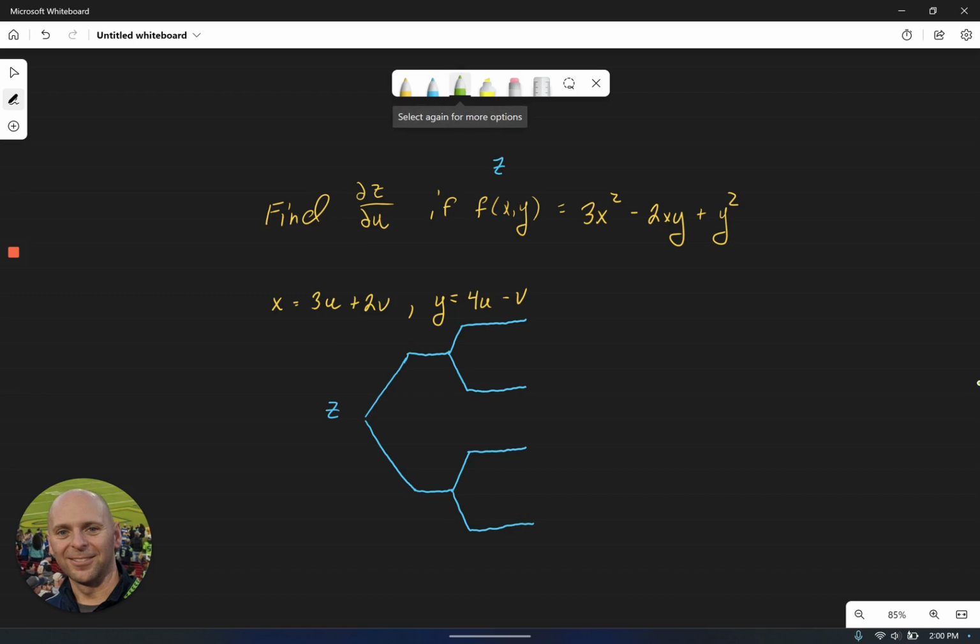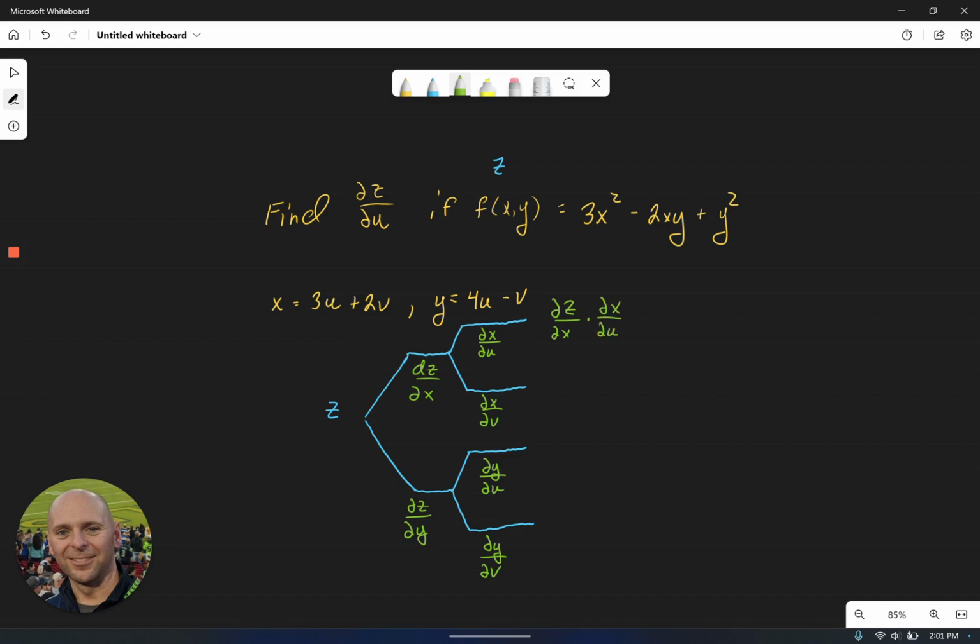This is going to be the partial of z with respect to x. This is going to be the partial of z with respect to y. Here we're going to have the partial of x with respect to u and the partial of x with respect to v. Here I've got the partial of y with respect to u and the partial of y with respect to v. And of course we can form then from here all of our individual chain rule problems. So let's just write all of that out just so we have it. And this is all just to set the stage so we know what it is that we're trying to compute.